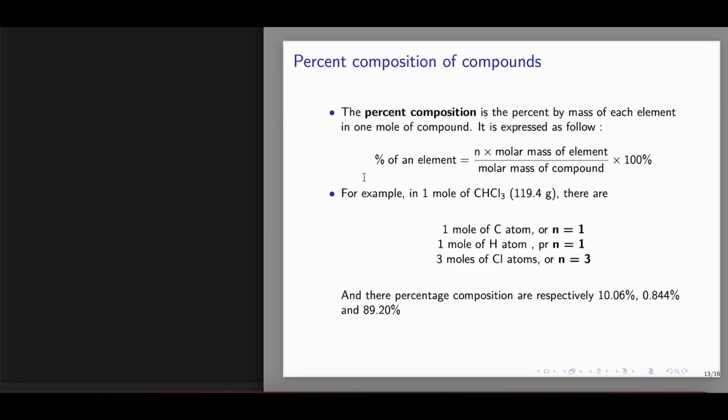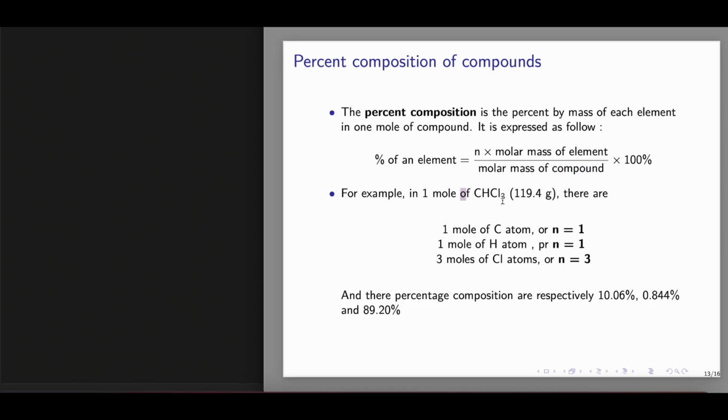In the last part of this lesson, we are going to talk about the percent composition of compounds. So what is percent composition? The percent composition is the percent by mass of each element in 1 mole of compound. Its expression is as follows. We have the percent of an element, which is equal to n times the molar mass of that element over the molar mass of the compound times 100%.